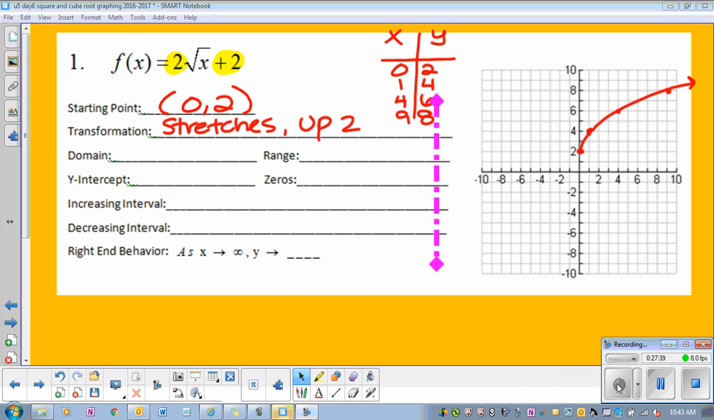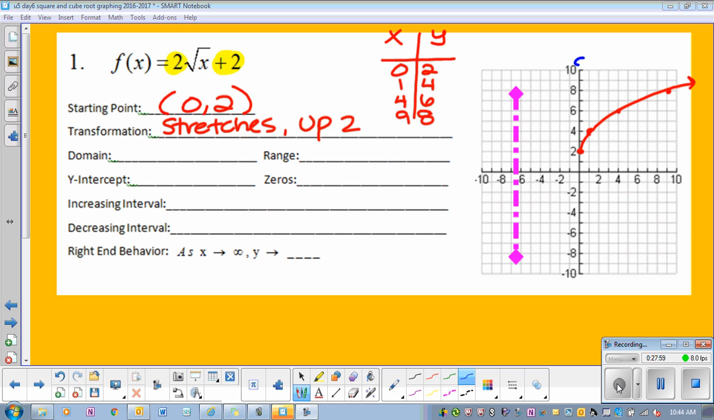When you do the domain, you can also use your pencil. Run your pencil left to right. See where the graph starts. So where does this graph start? What x number? 0, all the way to what? Infinity. Okay, so the domain for this is 0 to infinity. 0 with a bracket because there's a closed circle there, right?